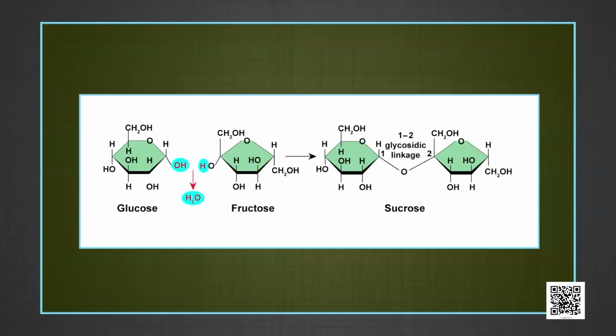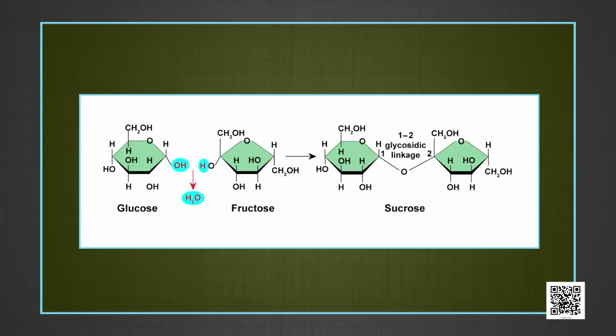Table sugar that we use commonly in our homes is sucrose. This is extracted from sugarcane and sugar beets. Sucrose is formed by glucose and fructose. Glucose is one monosaccharide and fructose is the other monosaccharide. Glucose is an aldose sugar and fructose is a ketose sugar.